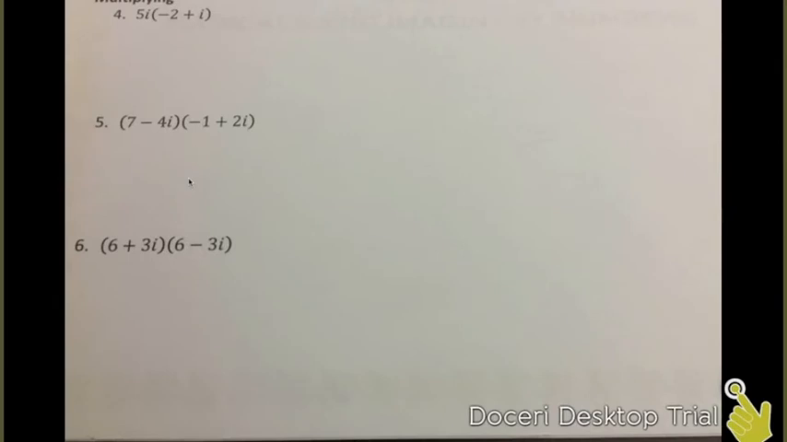If we're multiplying complex numbers, it's the same thing as multiplying any other monomials, binomials, polynomials. You're going to use just the same rules that you use on everything else. So for this first one here, if we want to multiply 5i times negative 2 plus i, you want to go ahead and distribute that. Distribute the 5i to both of them inside.